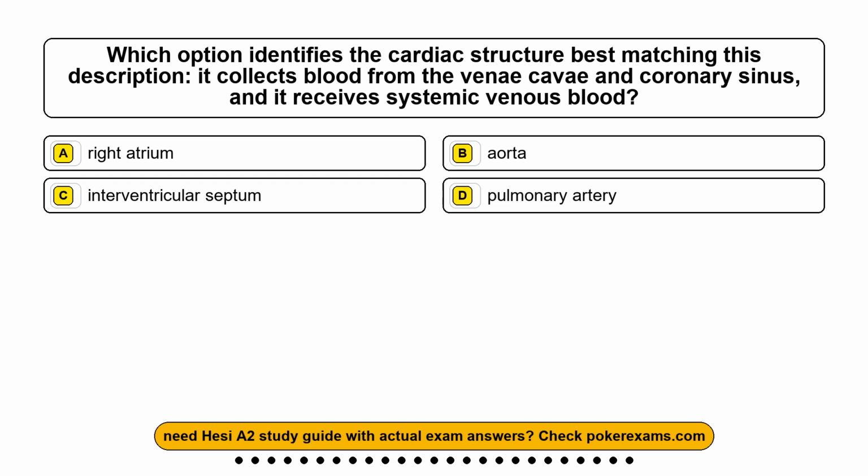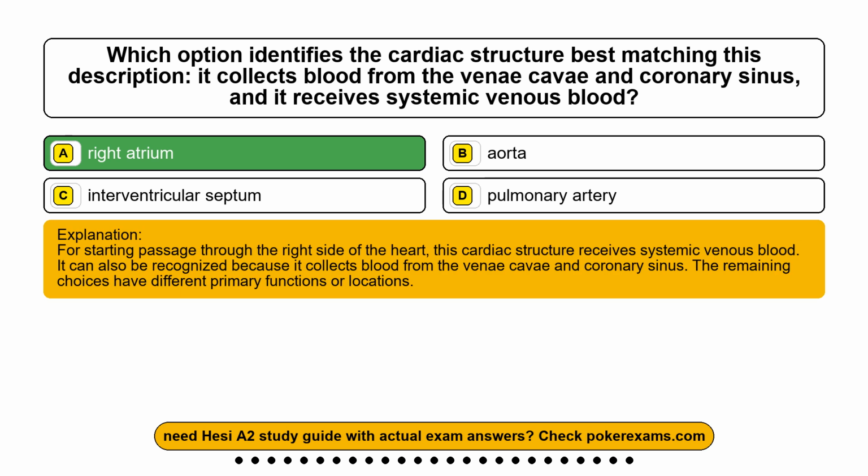Question 2. Which option identifies the cardiac structure best matching this description? It collects blood from the vena cava and coronary sinus, and it receives systemic venous blood. Option A, right atrium. Option B, aorta. Option C, interventricular septum. Option D, pulmonary artery. The correct answer is option A, right atrium.